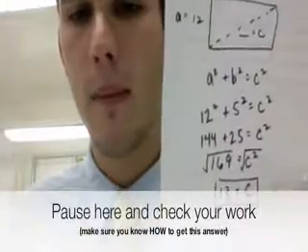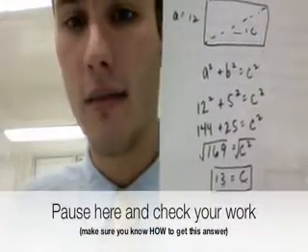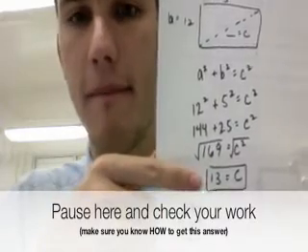And to get rid of the squared, we're going to take the square root of both sides. So our final answer is 13.